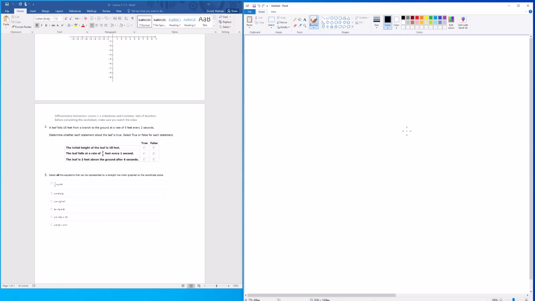And the next one, it says select all the equations that can be represented by a straight line on the coordinate plane. So it needs to be a line. Now what that means is y isn't in the denominator, it's in the numerator. X is in the numerator. The exponent of your x is 1. So that first one, because it says 1 over x, it's not a line.